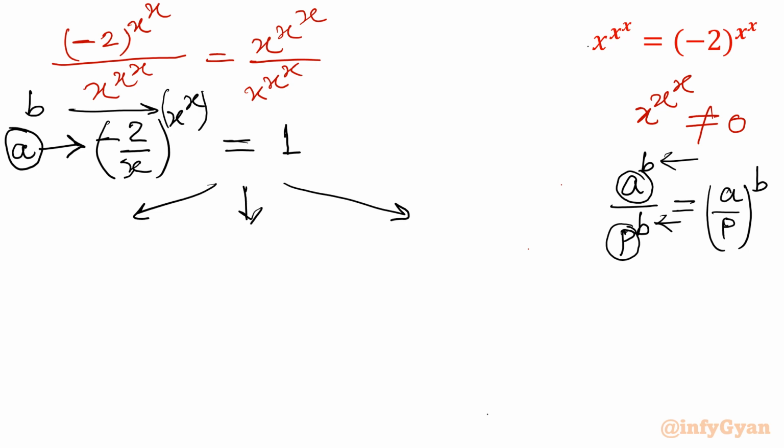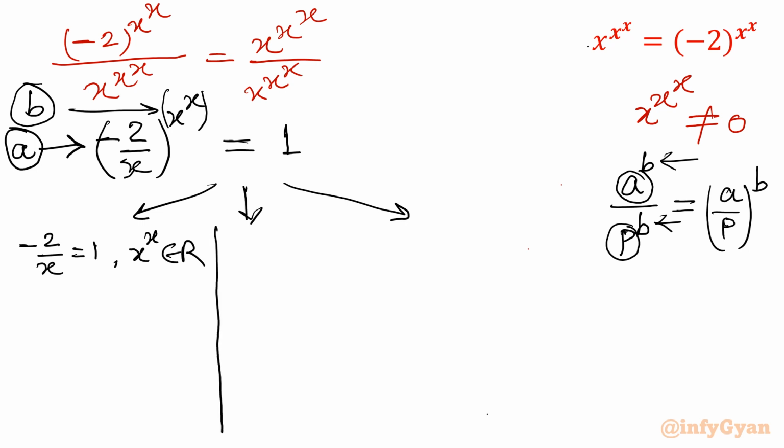Case 1, when a is equal to 1. So base is equal to 1, and b should be real, so x power x belongs to real. Okay, let's see. If the base is 1, then x will be equal to -2. We have just seen that the right hand side will generate an imaginary root. For x equal to -2, it was generating an imaginary solution. So immediately you will reject this.